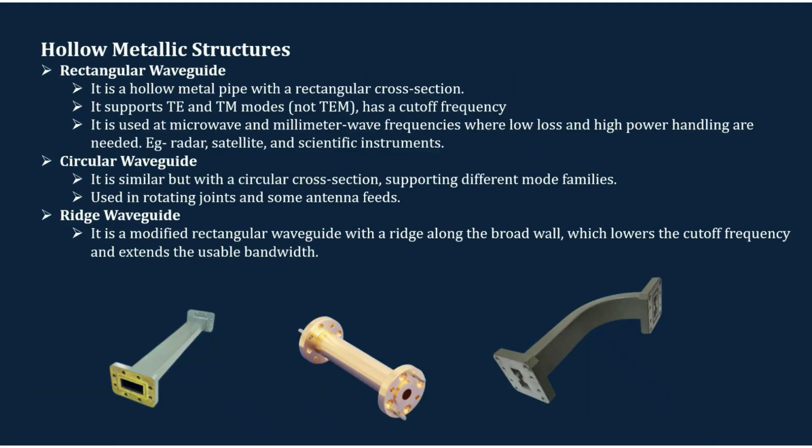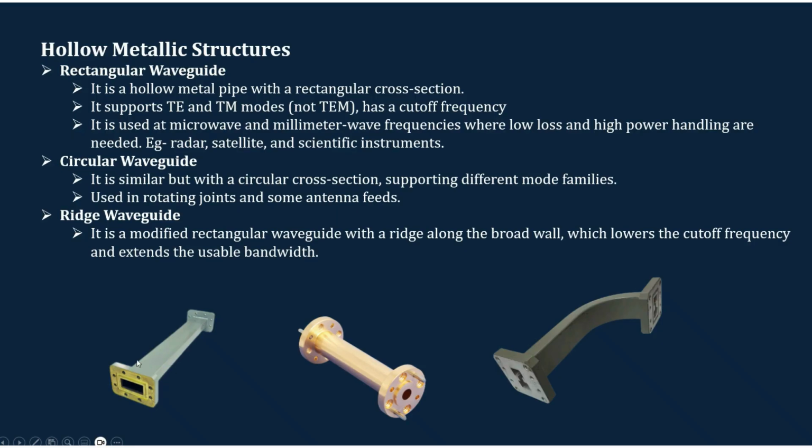And the next one is hollow metallic structures. This consists of rectangular waveguide, circular waveguide, and ridge waveguide. In the case of the rectangular waveguide, the cross section shows a rectangular structure, and in the circular waveguide, the cross section shows a circular structure. In the rectangular waveguide, the transmission mode is not TEM, it is TE and TM mode, and there will be some cutoff frequency for this. That is similar for the circular waveguide also.